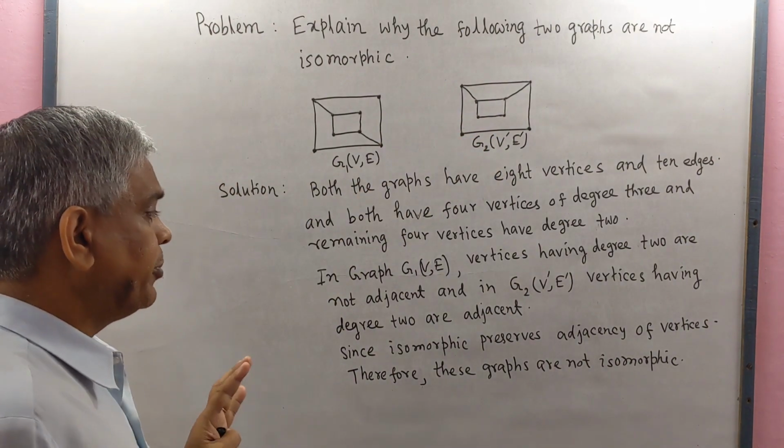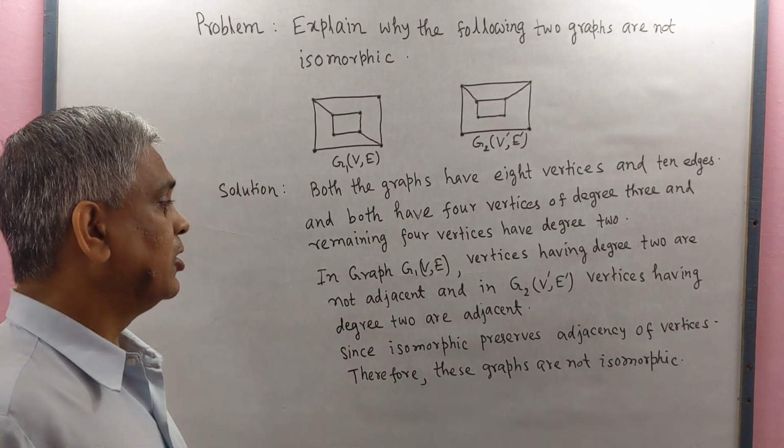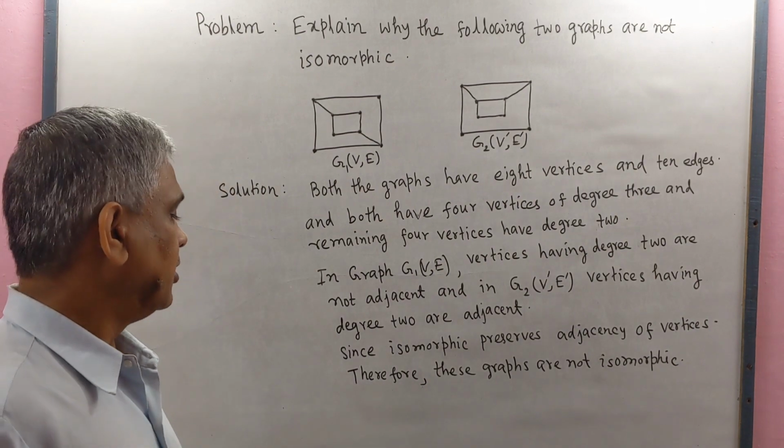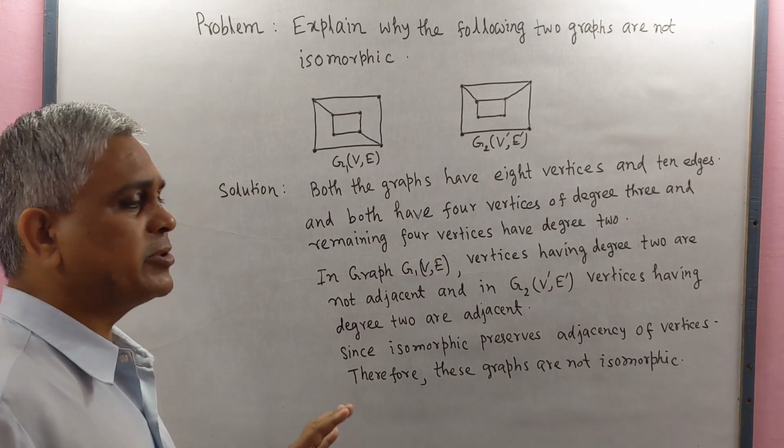Since isomorphism preserves adjacency of vertices, therefore these graphs are not isomorphic.